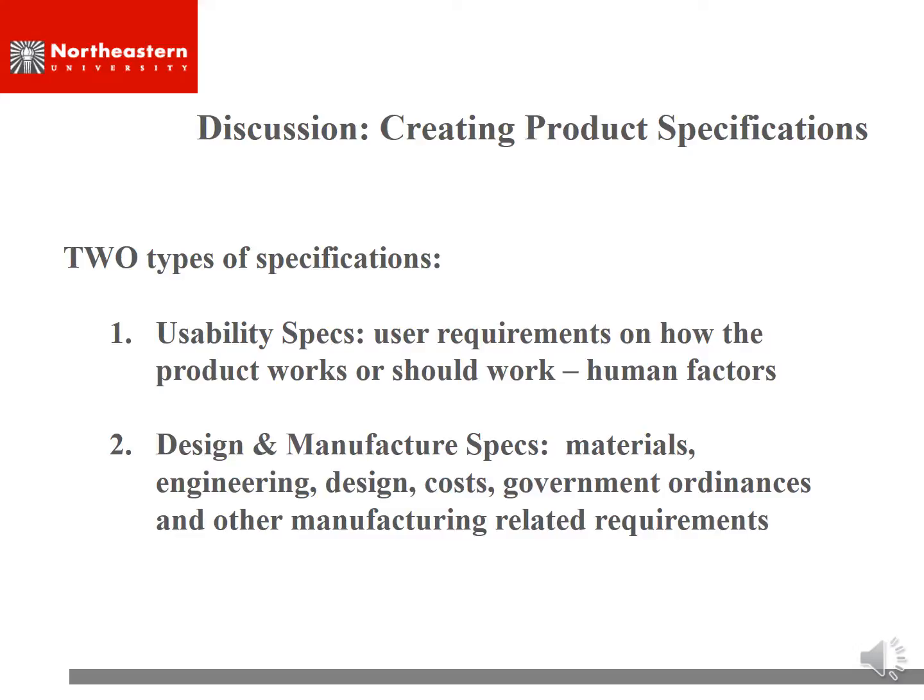This is where you have to figure out what type of materials, the engineering involved, the mechanical and electrical designs, costs associated with building the product. You have to make sure you're covering any government regulations or ordinances. And are there any specific manufacturing related requirements? Does it have to be waterproof, or does it have to be a sterile environment? So you have to start thinking about how you're going to build this thing. What are the requirements? Are there any special needs when you build the product?